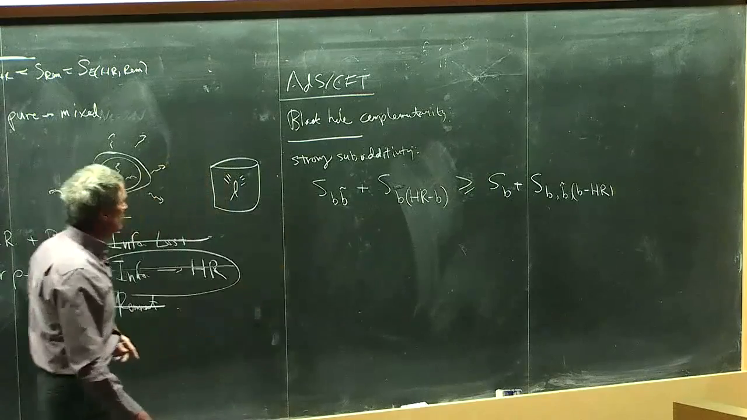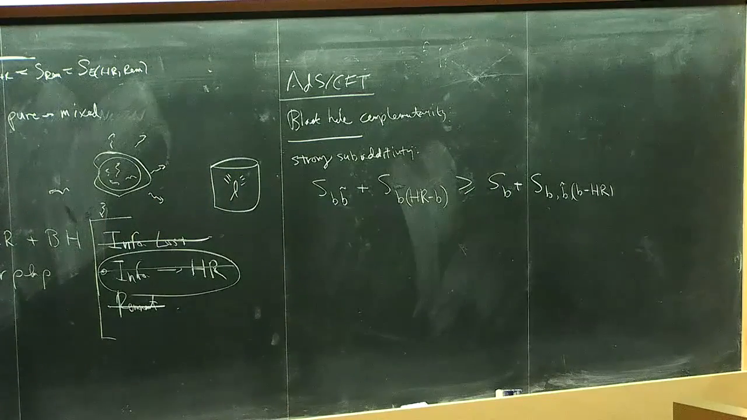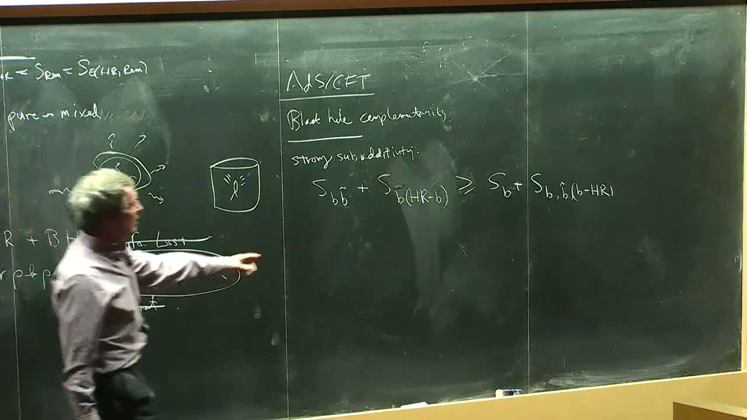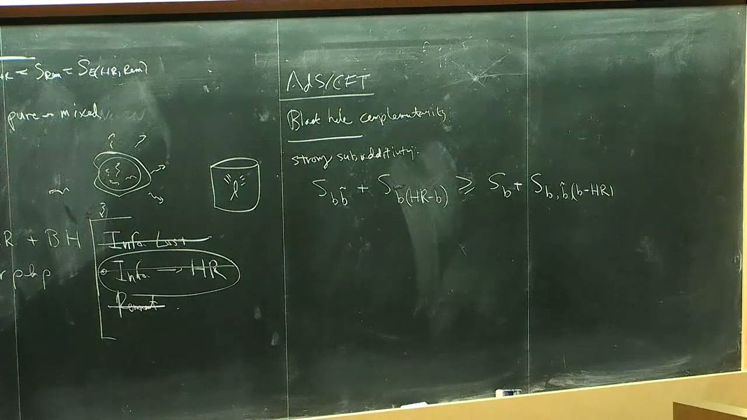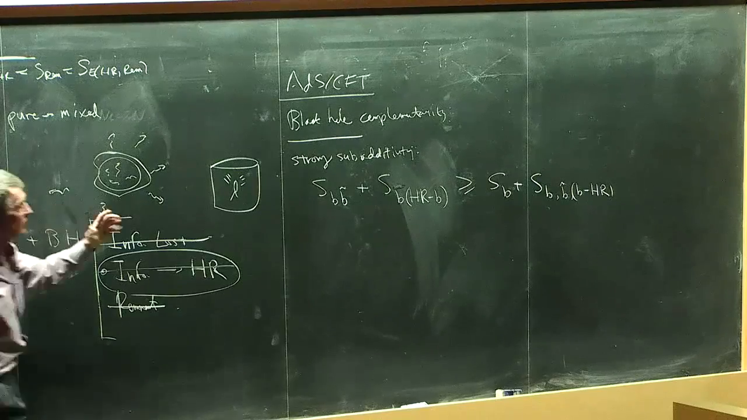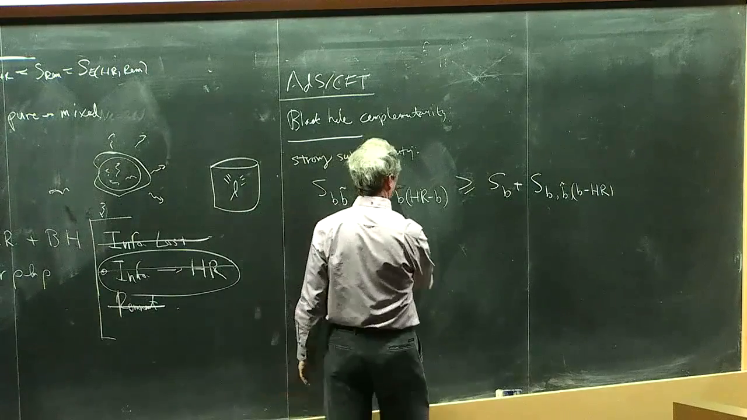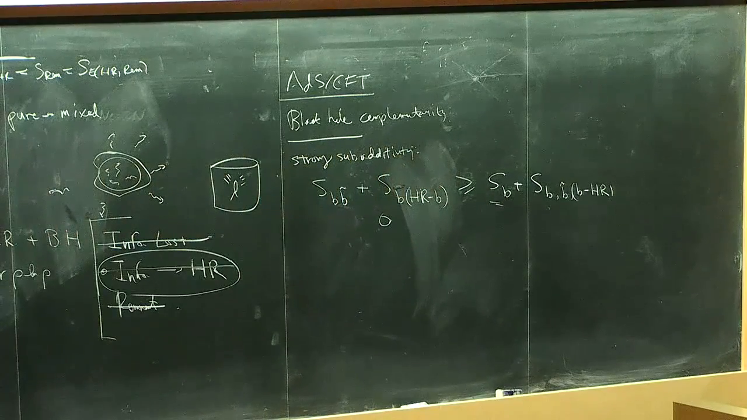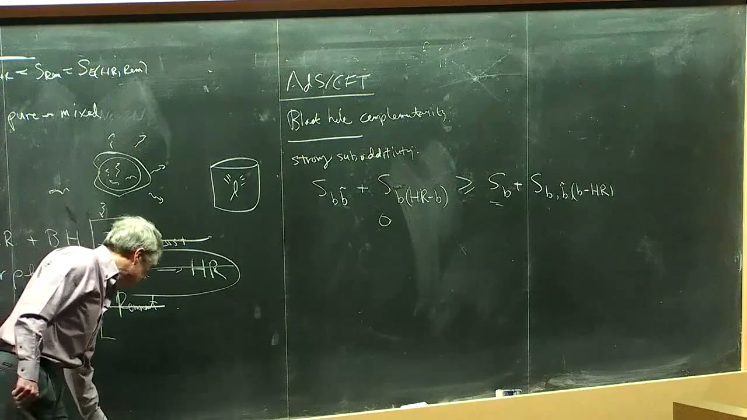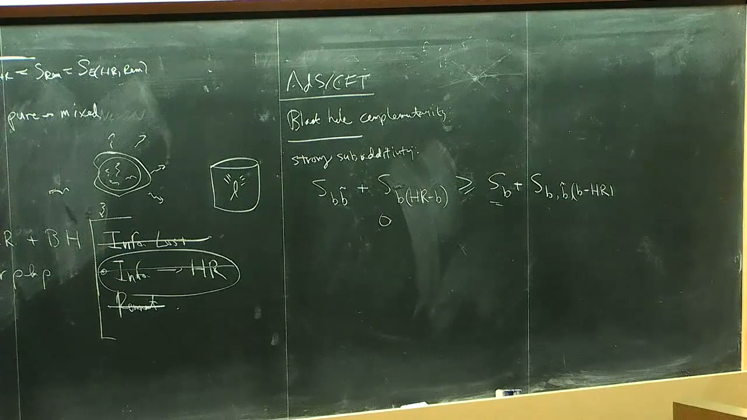This is zero because the two Hawking modes are in a pure state. This is zero because by assumption the information is not lost. The total system is in a pure state. The left-hand side is zero, but the right-hand side is certainly not zero because the density matrix for B is thermal. So another way to state this problem is that it violates strong subadditivity.